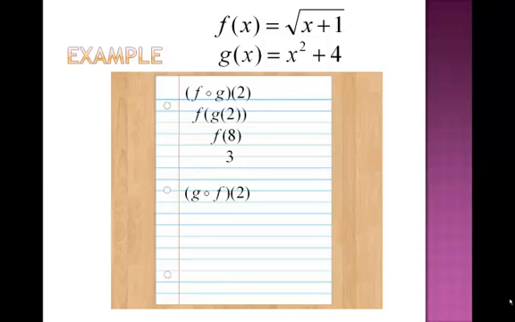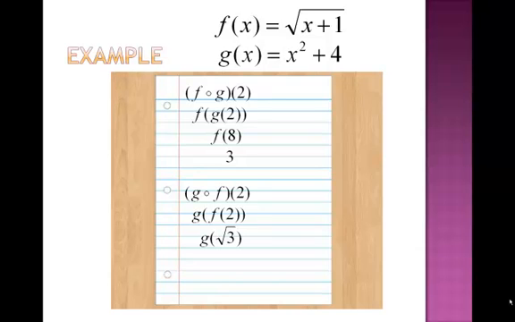Now remember that if you switch the order, you might get a different result. So let's give this guy a try. Here I have g on the outside and f on the inside, which means that the function that the 2 will go into first will be f. So imagine taking 2 plus 1 and then doing the square root. This will give us the square root of 3.